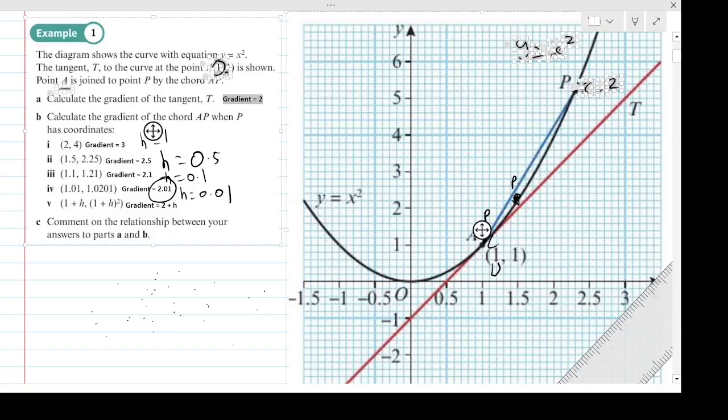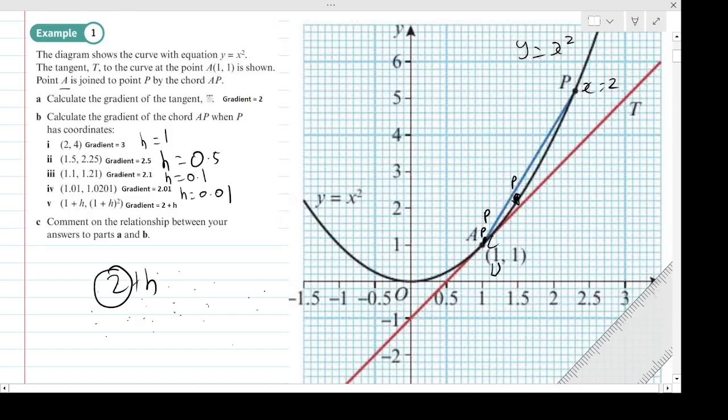Then what we said was, eventually this gap H, what if we just left it as H? What if we just said 1 plus H? Don't even give a number for H. Then we get this gradient of 2 plus H. Well, you should notice 2, but that's the exact gradient of the tangent, which is the gradient at the point A. But if the gap is basically nothing, when H just goes to 0, where P is right next to A, then we just get 2, which is the exact gradient.